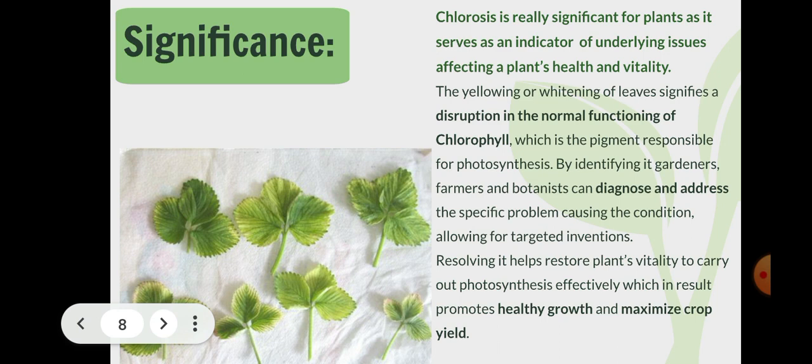This means that chlorosis lets us know that the plant is having abnormalities underneath and that it is not having a healthy metabolism. The yellowing or withering of the leaves tells us that there is a disruption in the normal functioning of chlorophyll, which again is the pigment which is responsible for the photosynthesis. By identifying chlorosis, gardeners, farmers and botanists can actually diagnose and address the specific condition which is leading to this symptom. Resolving this is very important and very helpful as photosynthesis becomes effective and the healthy growth starts to happen, and the crop yield is also maximized.